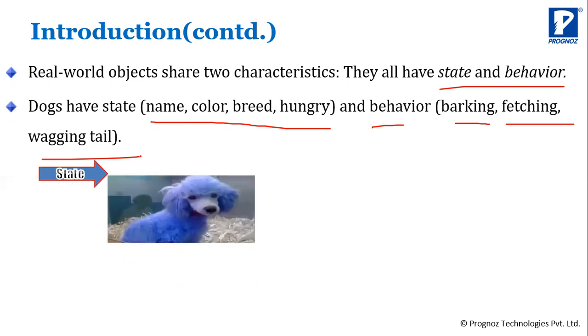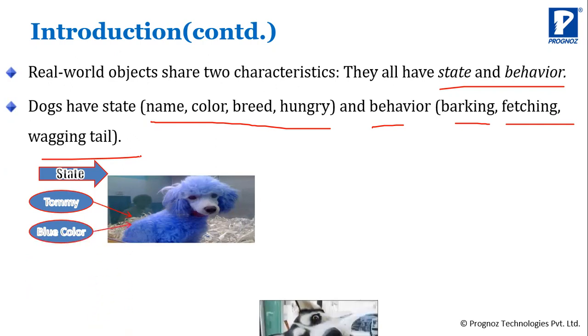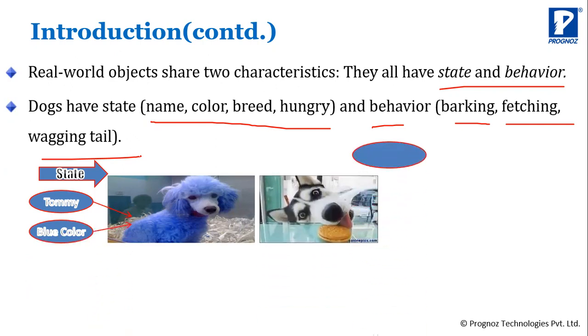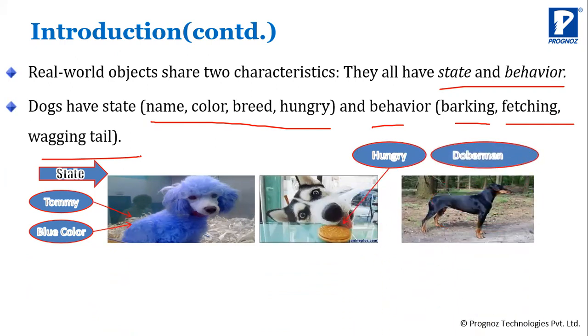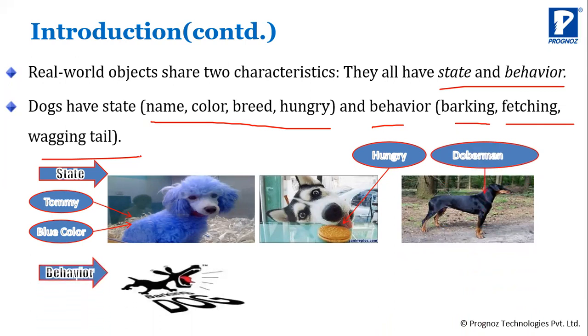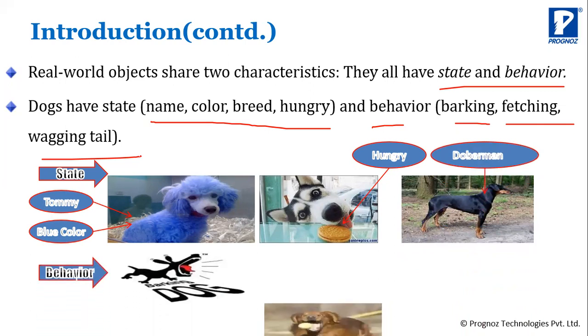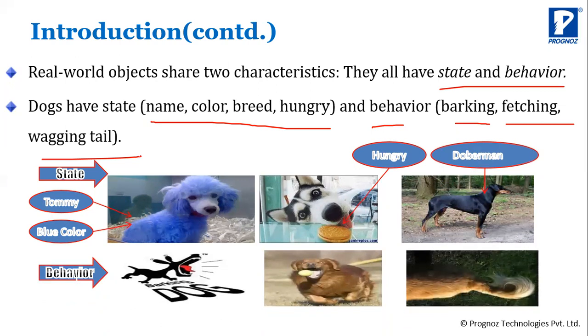The state of the dog is what? The name is Tommy, then blue color, here hungry, and here Doberman. So these are the state. And behavior of the dog is barking, wagging tail, fetching. So these are called the behavior of the dog.